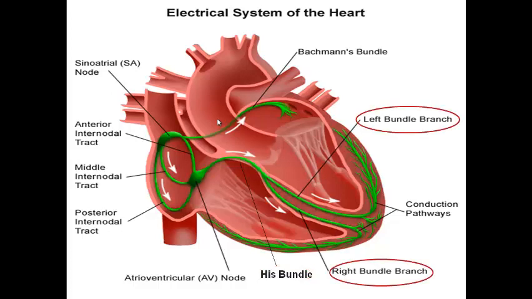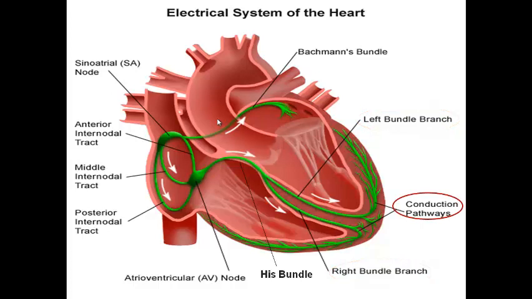From the His bundle, we have two structures called the right bundle branch and left bundle branch, as the His bundle bifurcates into two branches. Each branch is responsible for depolarization of its respective ventricle. So, for example, the left bundle branch is responsible for left ventricular depolarization, and the right bundle branch is responsible for right ventricular depolarization. And after this, each bundle branch bifurcates into multiple branches that make a network of conductive fibers, which are called the Purkinje fibers. So this is an overview of the conductive system of the heart.